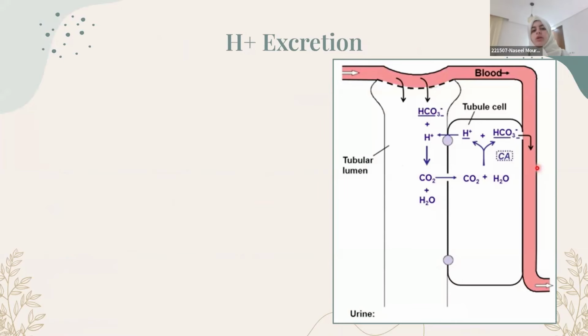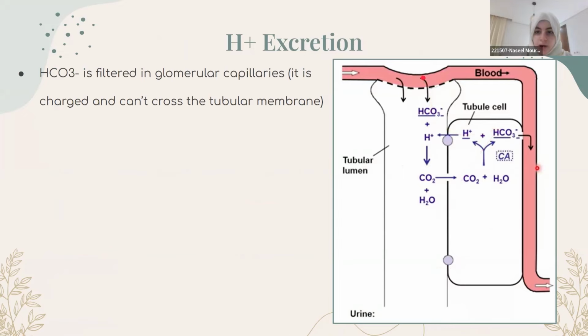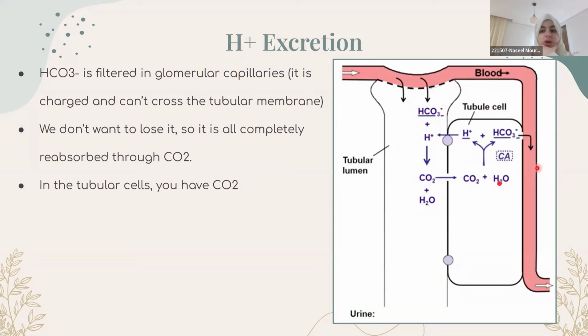Okay, let's talk about the excretion of hydrogen ions in the kidneys, okay? All right, so we have basically bicarbonate, and that is filtered through the glomerular capillaries. All right, so it's filtered from the blood into the lumen, okay, with the urine. However, we don't want to lose this bicarbonate. We're trying to excrete hydrogen, right? However, bicarbonate cannot cross back into the tubular cells because it is charged. So how can we take it back? We take it back through carbon dioxide.